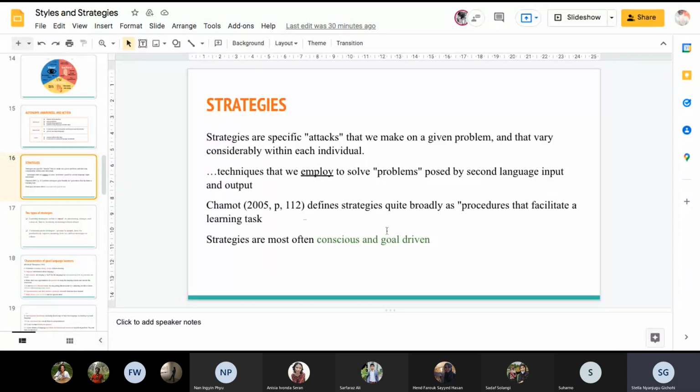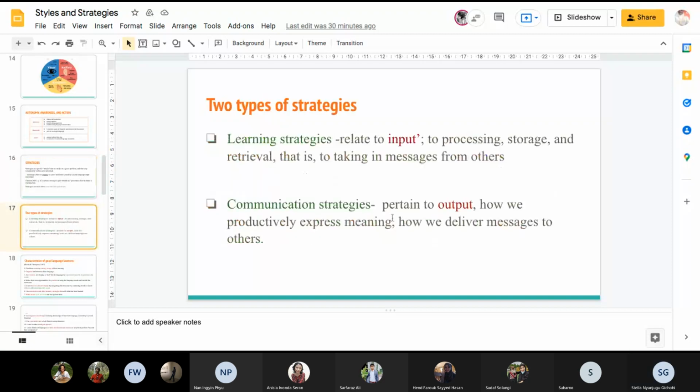We are also told that strategies are conscious and goal driven. This is something we'll see when it comes to discussing each of them. Now, we learned that there are two types of strategies: the learning strategies and the communication strategies. The learning ones have to do with input. This is why I said these words are very important, because input is what is getting in, in layman's language. So it has to do with processing, storage, retrieving, taking in the messages, and all that. So that is the first strategy.